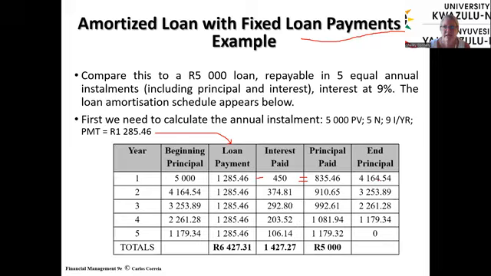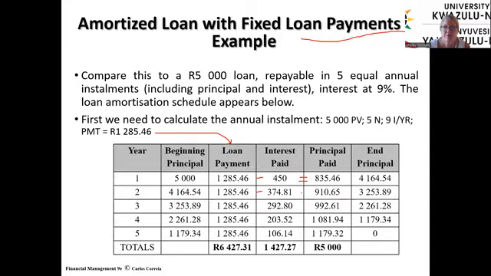And therefore, at the end of year 1, you will owe 5,000 minus 835.46. And that'll become what you owe at the beginning of the next year, and so on. The second year, that's your total payment. 9% of this beginning principal is your interest.